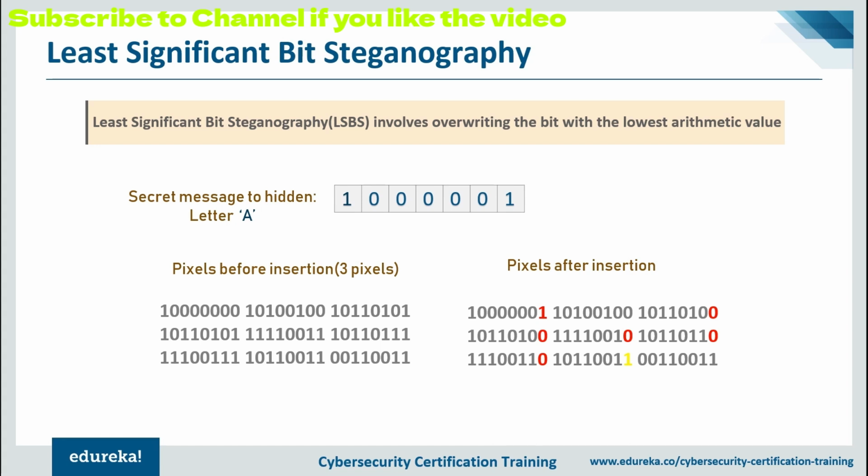So if required, you can hide data in the least and the second least significant bits as well, and still, the human eye would not be able to discern it. So guys, that's all about least significant bit steganography.